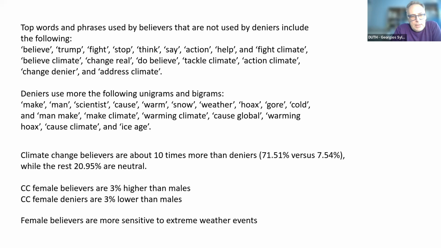Climate change female believers are 3% higher than the male climate change believers, while climate change female deniers are 3% lower than the males. Female believers are more sensitive to extreme weather events, so whenever we had extreme weather events in their area, they tended to tweet in a positive manner towards global warming.